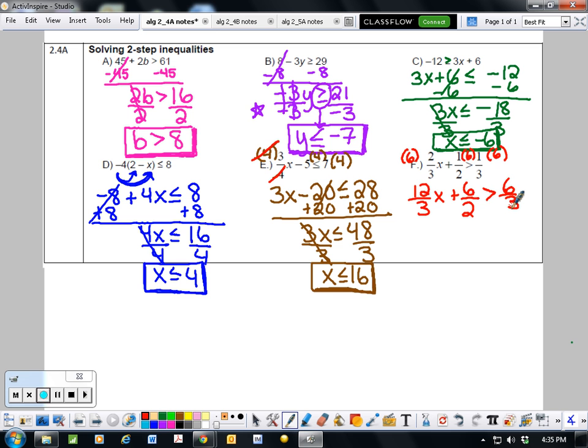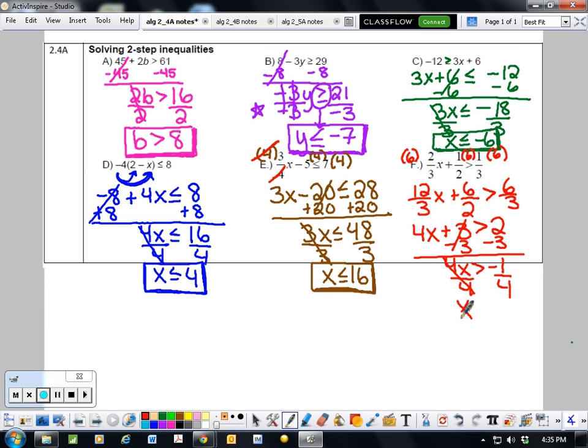Now I divide to get rid of the fractions. 12 divided by 3 gives me 4x. 6 divided by 2 gives me 3. 6 divided by 3 gives me 2. And now I have a normal inequality that I can solve. So I move everything away from the x starting with the 3. I minus 3 on both sides. So now I have 4x is greater than negative 1. I get rid of the 4 by dividing by 4.